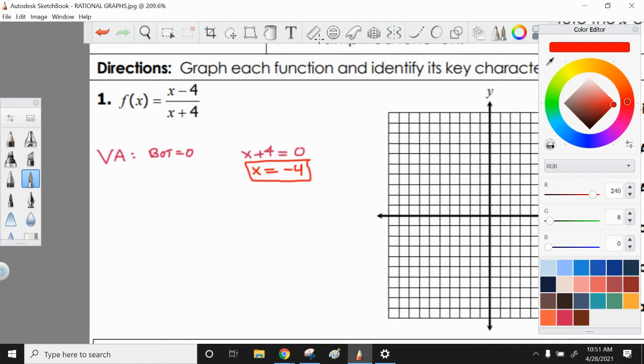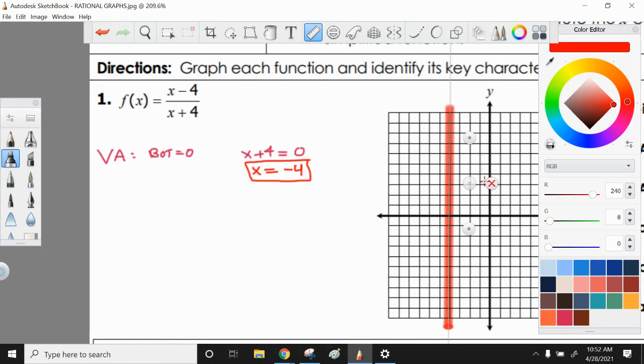So I'll go ahead and get my ruler out because I'm not very good at these straight up and down lines. At negative 4, we're going to have an asymptote. We can go ahead and put that on our graph, okay? Sometimes you can use a dotted line or a squiggly line if you can't see it very well.